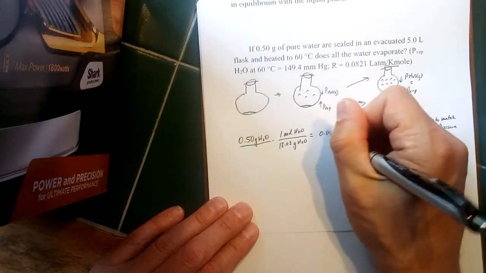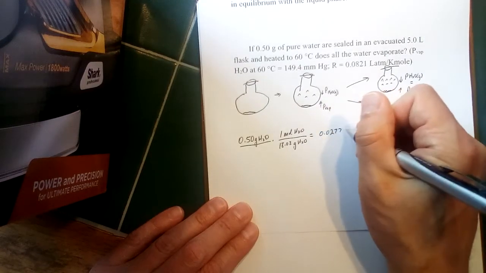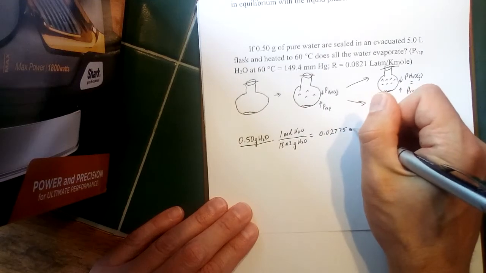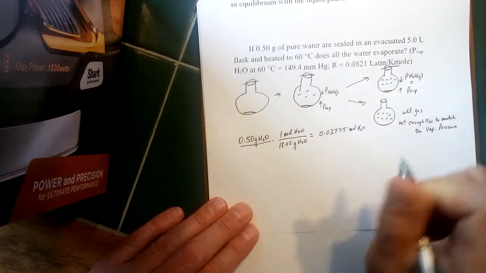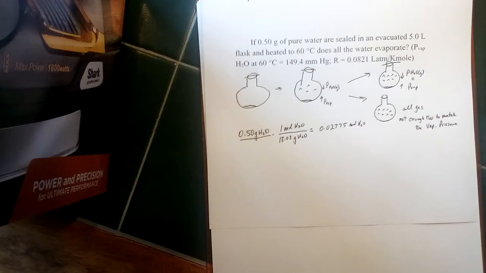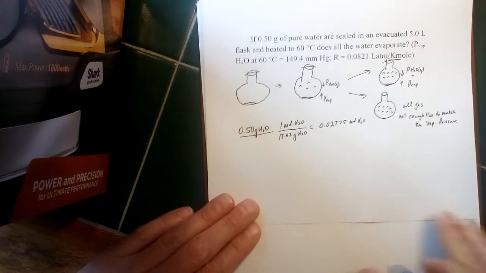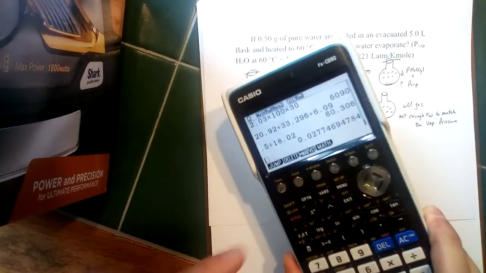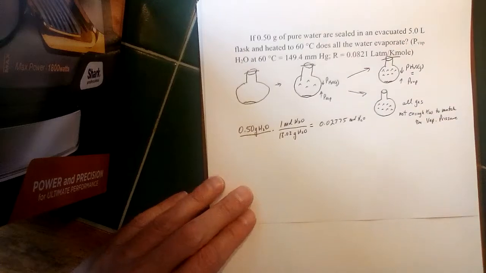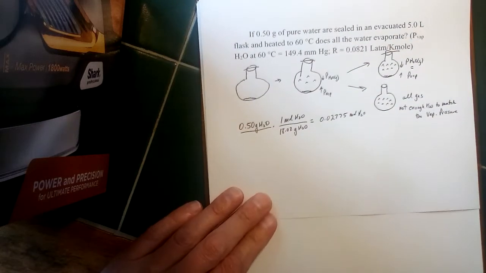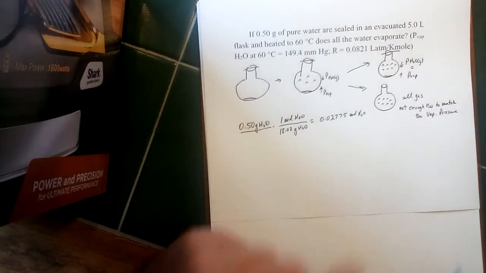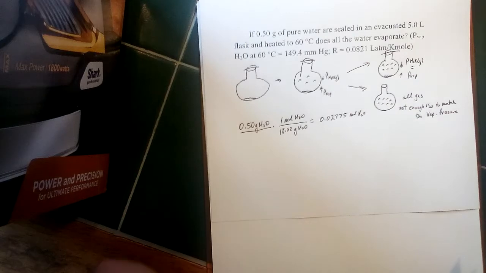So 0.02775 moles of water. Now, we're limited here to 2 sig figs, but I'm going to keep a little extra information to carry through the problem. Although, if you've got your fancy calculator, you can keep that whole number through the next steps of the calculation as well. All right, now if we know how many moles of water there are, think back to the problem.